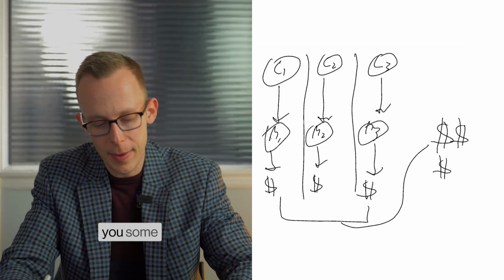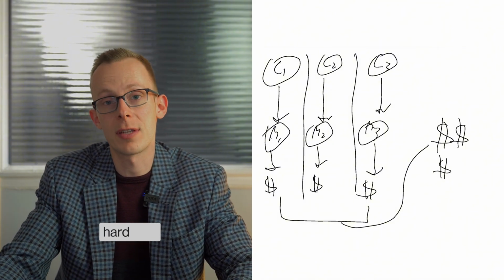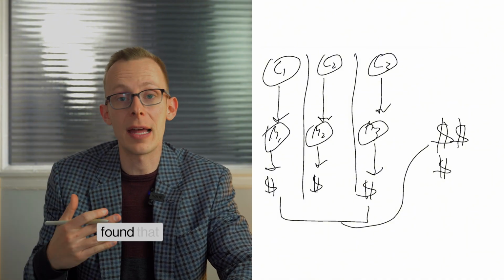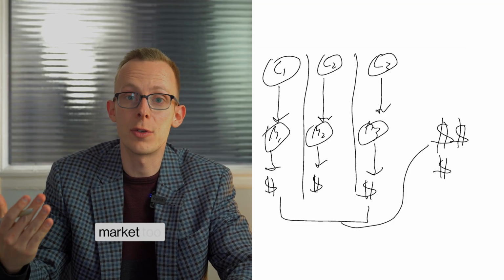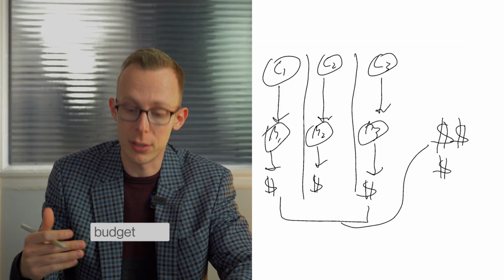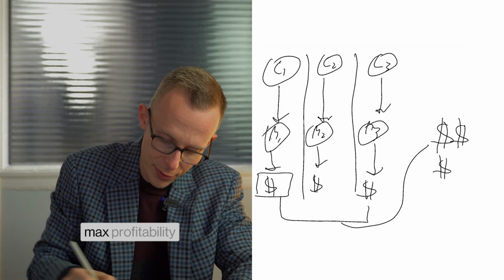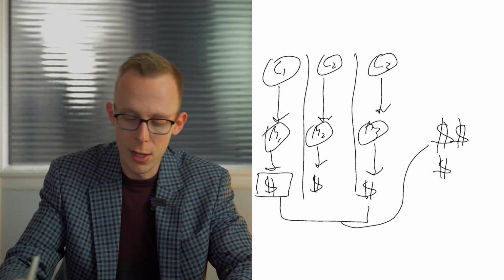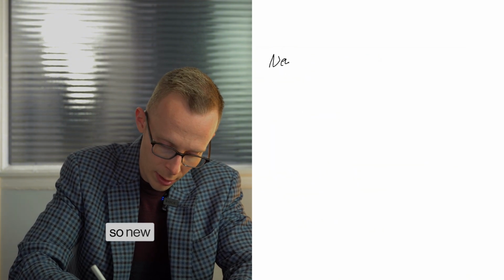So I want to give you some ideas. Like, let's say you have a foundational campaign and it's making you money, but you have a hard time scaling it, or you found that scaling cap where, again, you're pulling people out of the market too quick, so you got to revert back down to the max budget, okay? So let's say in campaign one, you have found that max profitability. You can't scale it anymore. So then the question becomes: how do you add new campaigns, okay? So, new campaigns.